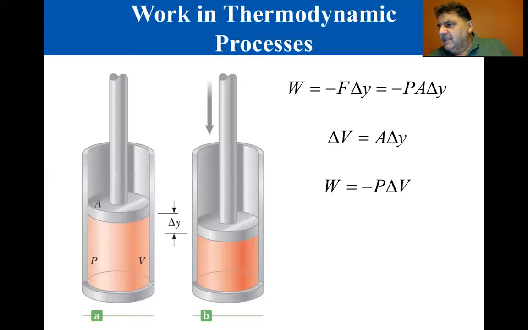The work done on a gas at a constant pressure is given by minus P delta V, where P is the pressure throughout the gas and delta V is the change in volume of the gas during the process. If the gas is compressed, delta V is negative, and the work done on the gas is positive. If the gas expands, delta V is positive, and the work done on the gas is negative. The work done by the gas on its environment, W_env, is simply the negative of the work done on the gas. If there is no change in volume, the work is zero.